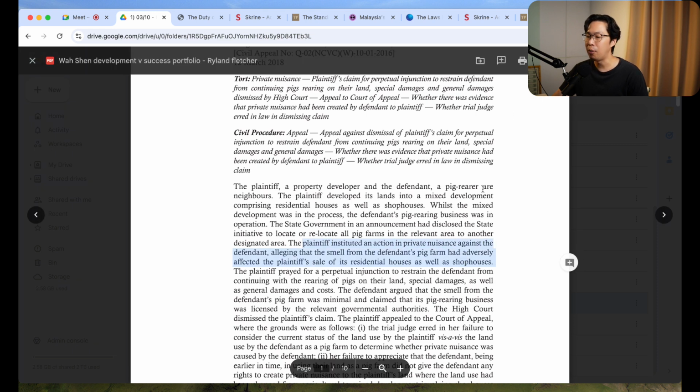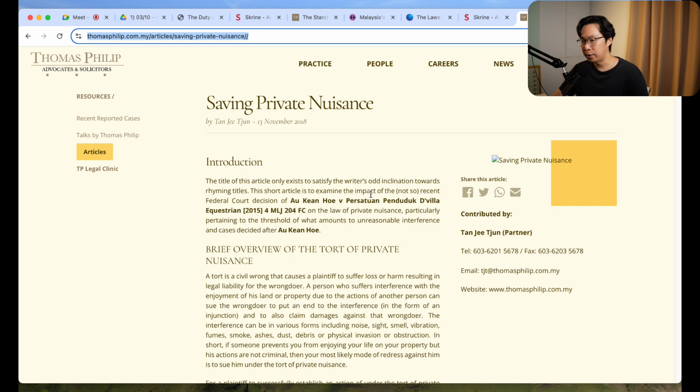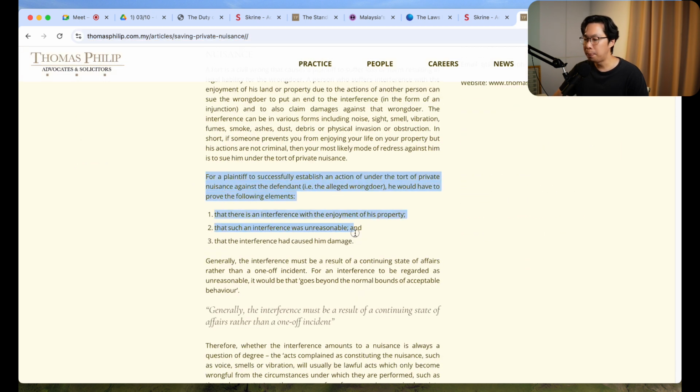Nuisance, what is it? Once we talk about nuisance, I want you to read this article. There are two categories, private nuisance and public nuisance. As the word suggests, one is private and one is public. Let's look at what is private. For a plaintiff to successfully establish an action under the tort of private nuisance against a defendant, he will have to prove that there is an interference with the enjoyment of his property, that such interference was unreasonable, and that the interference caused him damage.